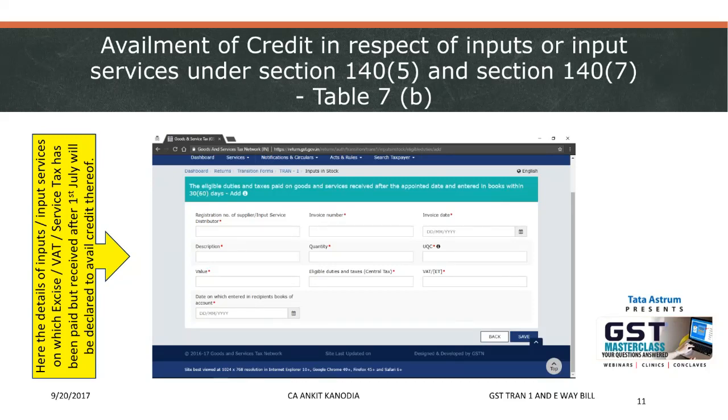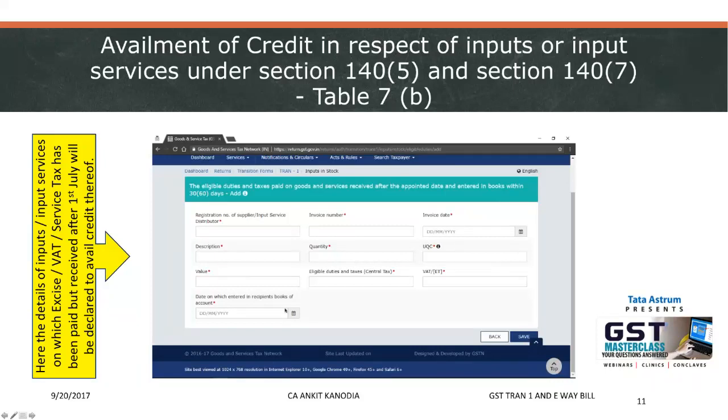So what are the details they are asking for here? They are asking the registration number of the supplier or the ISD, the invoice number, the invoice date, description of the goods, the quantity of the goods, the unique quantity, maybe numbers or kilograms or such other measurement quantity, the value, the eligible duties of VAT as well as excise, central tax, and the date on which the recipient enters in the books of account.